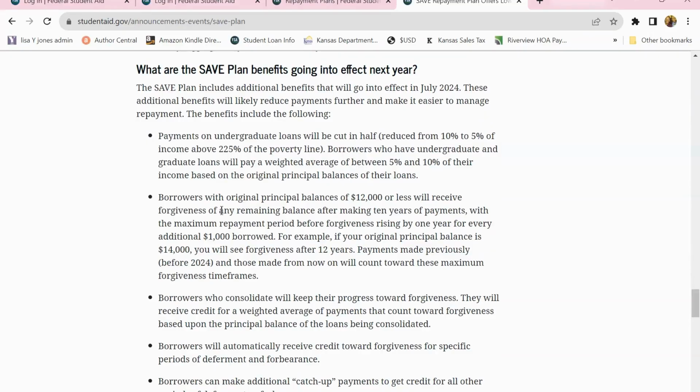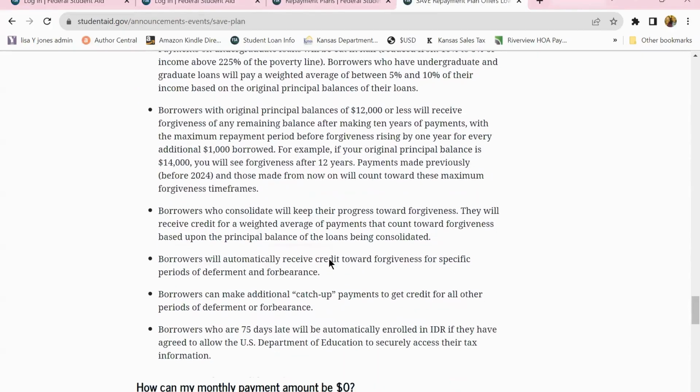Borrowers with original principal balances of 12,000 or more will be forgiven after 10 years of payments, with a maximum repayment rising for every year. So if you had 14,000 as your original balance, then it would be forgiven in 12 years. This hasn't happened yet. These are things that are proposed.